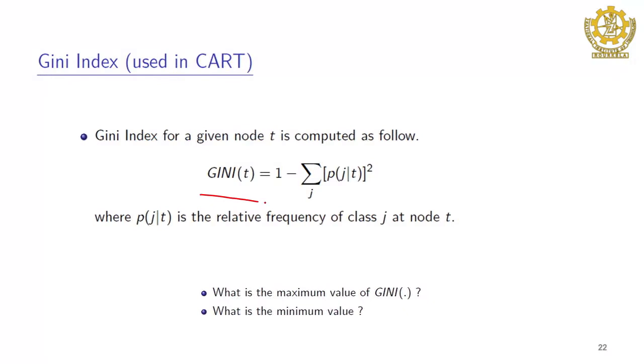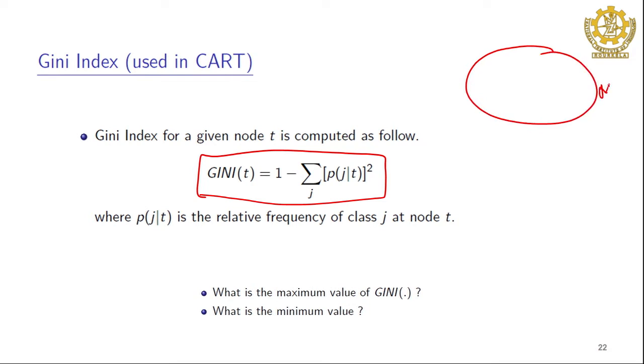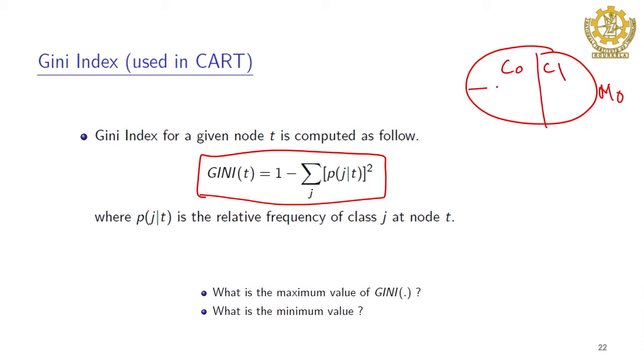For a particular node, we will compute using this formula, that is Gini at the node. In the earlier example we had M0 and two classes C0 and C1. Let us say N0 objects belong to class C0 and N1 objects belong to class C1. We have to compute the Gini at the node, let us say this is the node T. The formula is 1 minus summation over j. What is j? j is the classes.